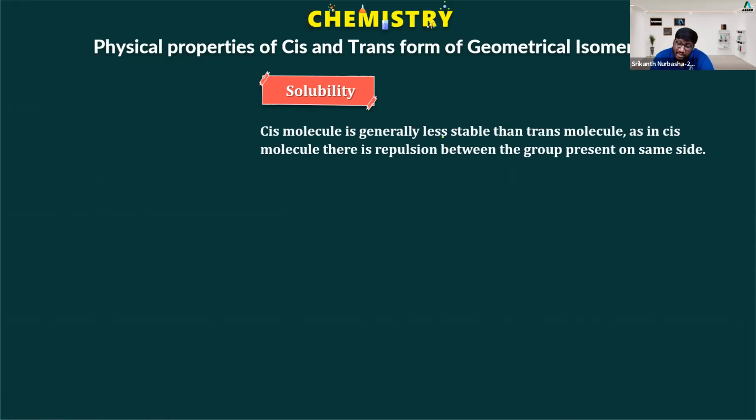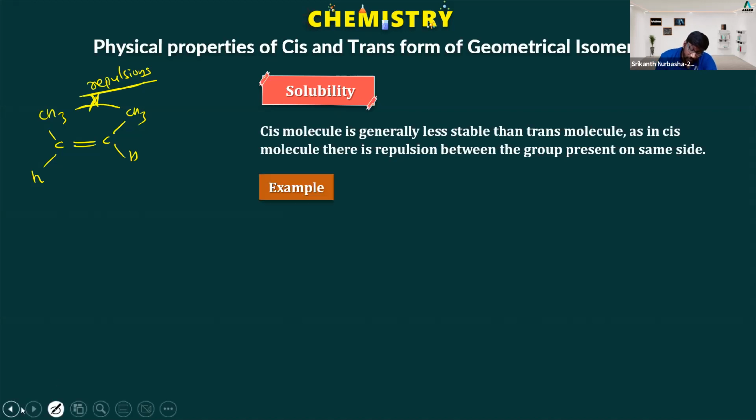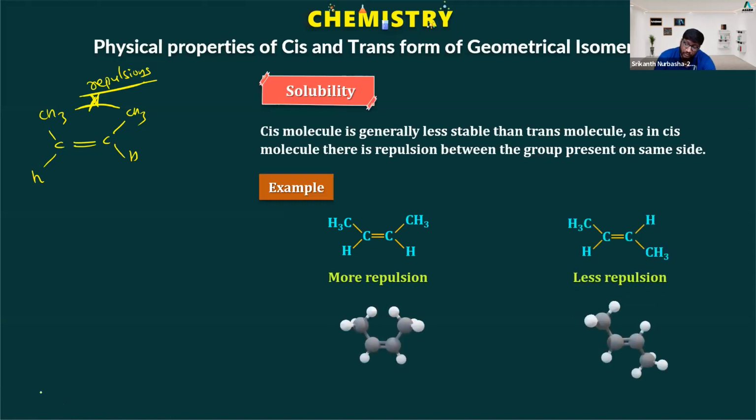Cis molecule is generally less stable than trans molecule. As in the cis molecule, there is repulsion between the groups present on the same side. Obviously, the cis molecule means the two groups are on the same side, so steric repulsions will be there. Because of those repulsions, the cis molecules are less stable when compared to trans molecules. More repulsion will be there in the cis molecule and less repulsion in the trans molecule.